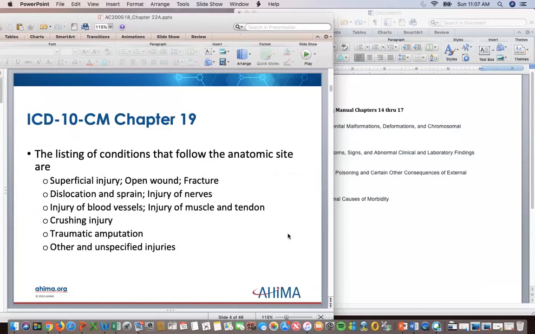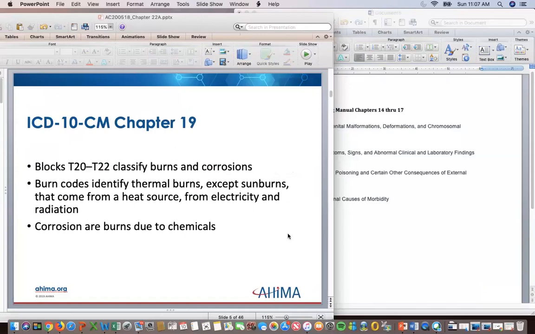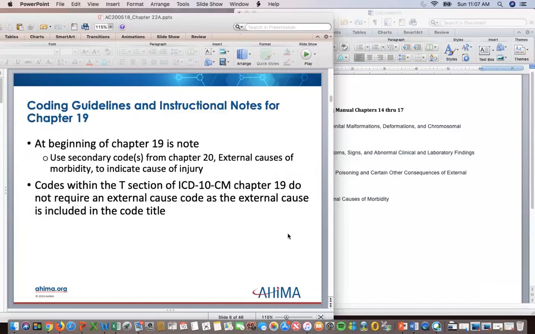So superficial injury, such as an open wound or fracture, dislocation and sprain, injury of blood vessels, crushing injury, traumatic amputation, other and unspecified. Then we move into burns, and we've already talked a little bit about burns in a previous chapter, but T20 to T32 are classification of burns and corrosion. Again, these identify thermal burns, except sunburns, that come from a heat source, electricity, and radiation. Corrosions are burns due to chemical events.